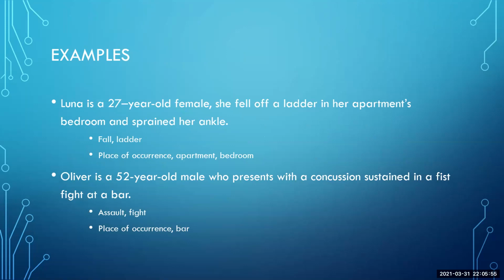So we know that she fell off of her ladder. Like I showed you, there was fell from a ladder, fell into a ladder, fell off a ladder. So we're going to probably go to fall, comma, ladder, or fall off of, subterm ladder. And then the place of occurrence is going to be an apartment. Like I showed you, residence, apartment, bedroom. So it can get really specific there. So those would be the external cause codes that we'd use.